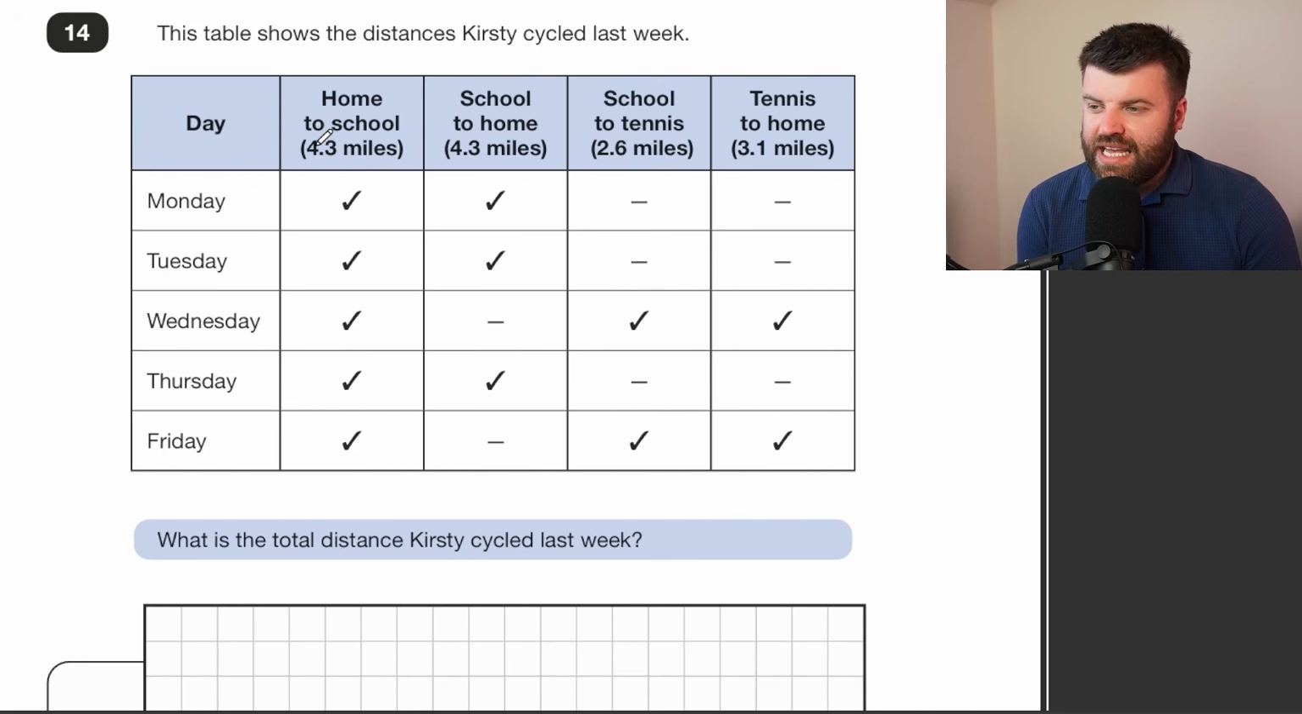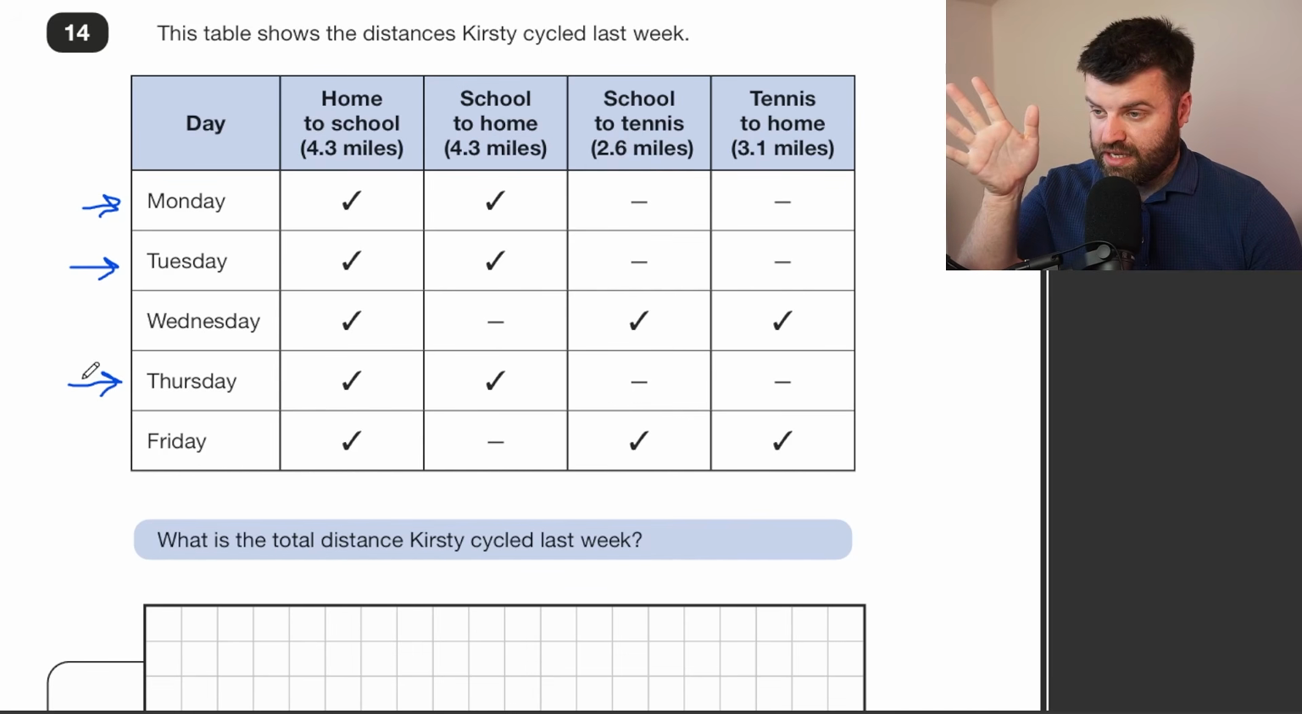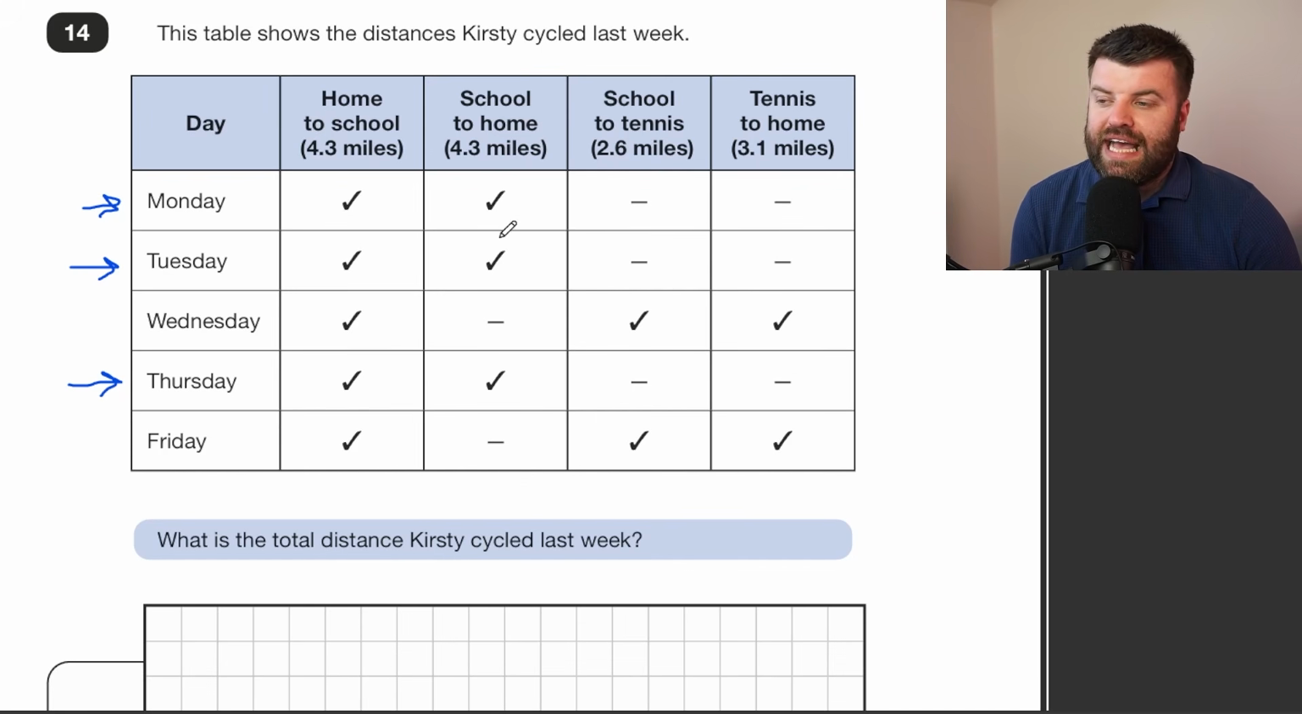Question 14. This table shows the distances Kirsty cycled last week. Now, this is a very strange way of showing distances traveled, but it's down to us to try and figure out what's going on, interpret this data, and find the total. Now, the first thing I notice is that on Monday and on Tuesday and on Thursday, Kirsty makes the same journeys. She goes from home to school, 4.3 miles, from school to home, 4.3 miles. So actually, I can quickly work out how far she travels because I want to know how far she traveled last week in total.